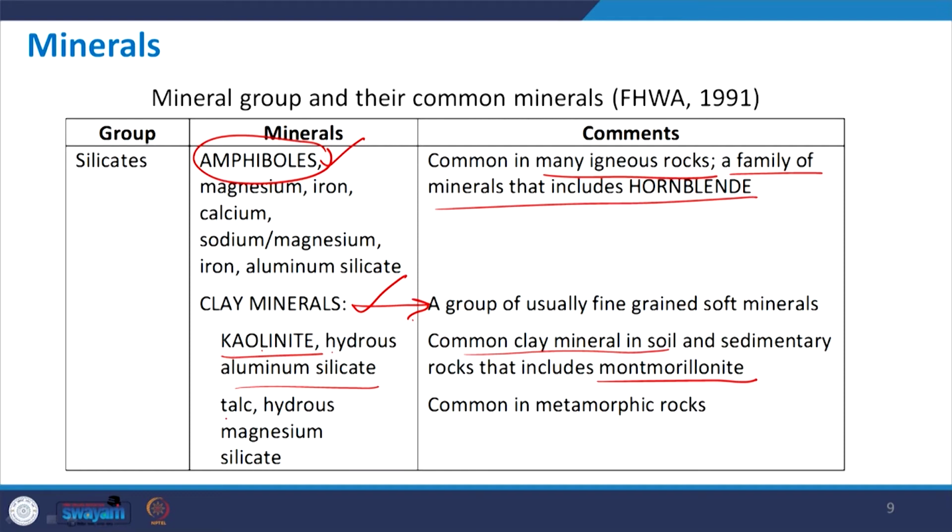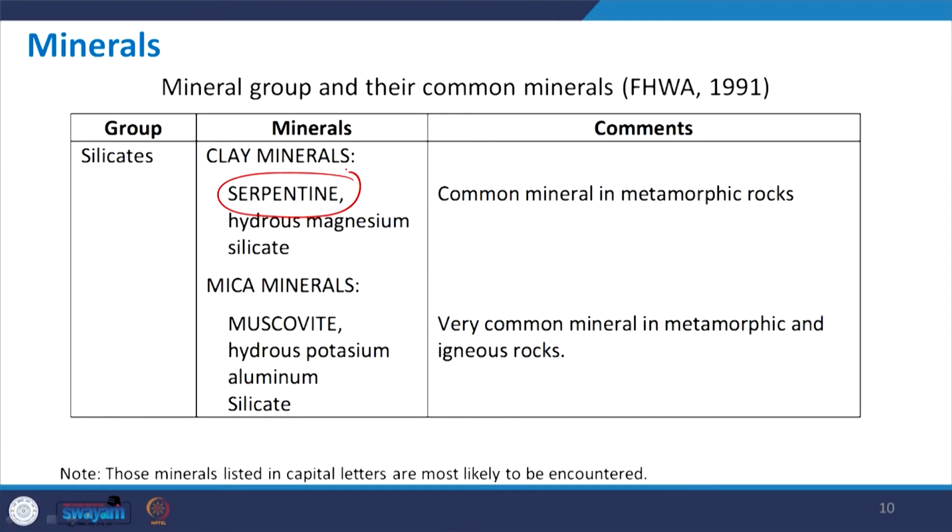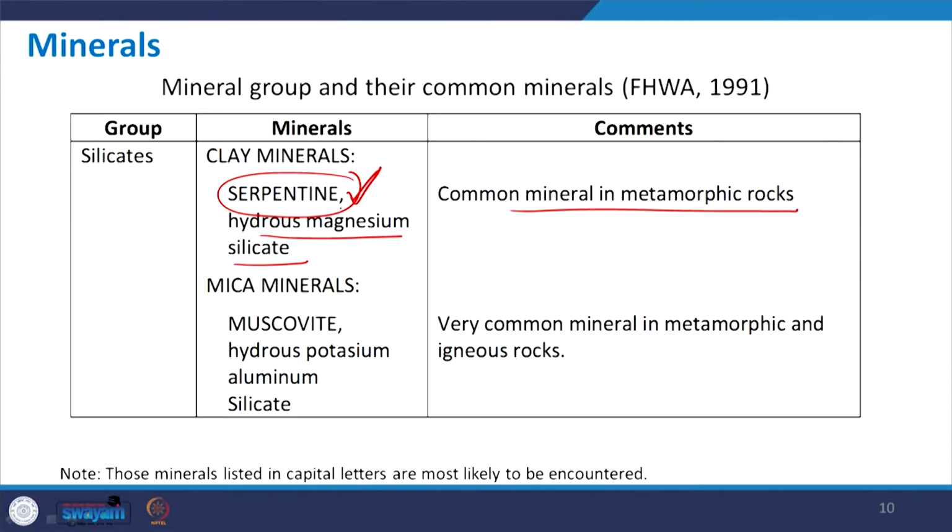Then the next category is talc, hydrous magnesium silicate, which is quite common in the third type of rock, the metamorphic rock. Now going ahead, the next type of clay mineral is serpentine, which is hydrous magnesium silicate, and this is common in metamorphic rock. From this table you should be able to understand which mineral is common in which type of rock. I have listed all of these. Keep in mind that this mineral is very common in metamorphic rocks.